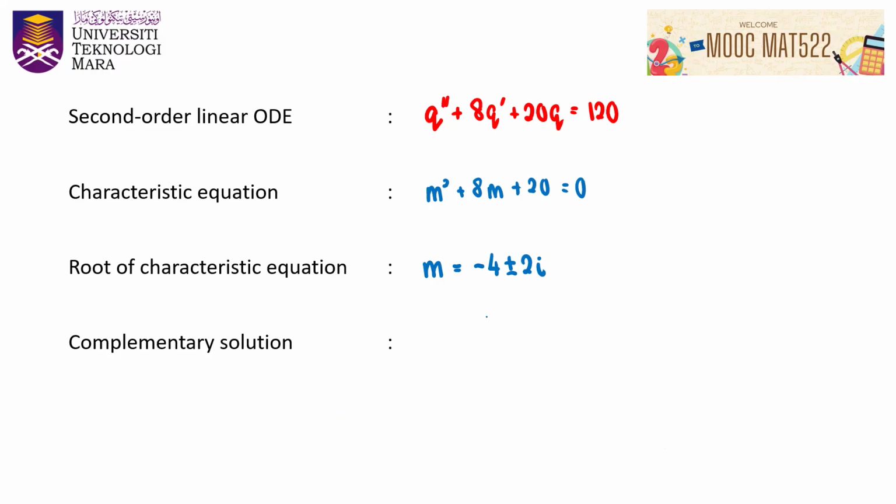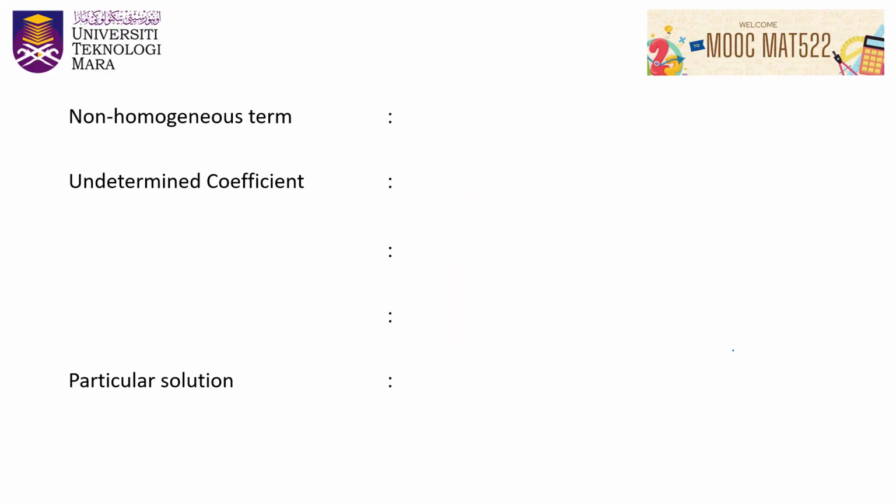For the complex roots, we have the complementary solution Q_C equals e to the negative 4t, in the big bracket, C1 cos 2t plus C2 sin 2t. This is the complementary solution. Since the given second-order linear differential equation is non-homogeneous, we proceed to search for the particular solution.